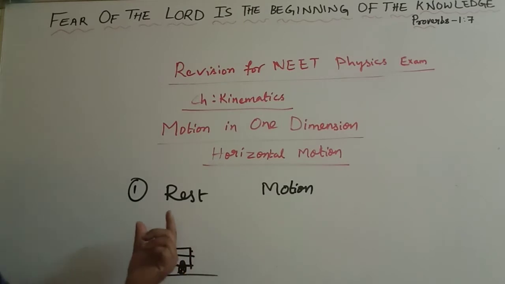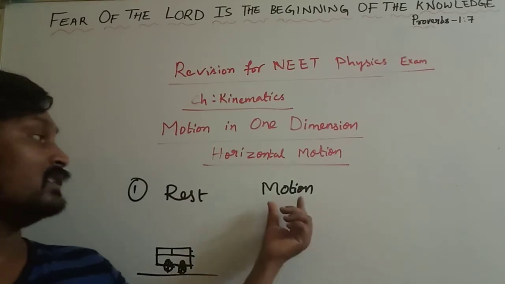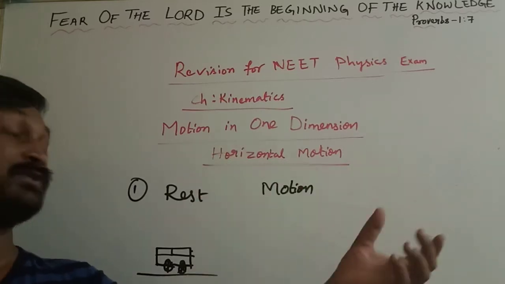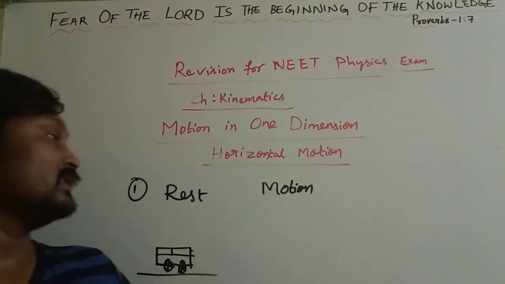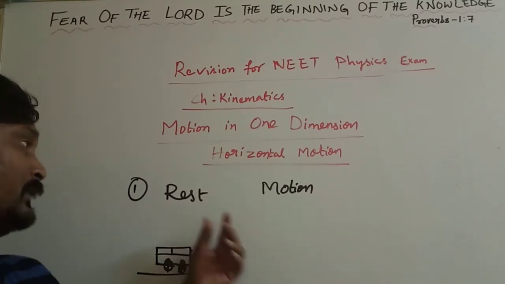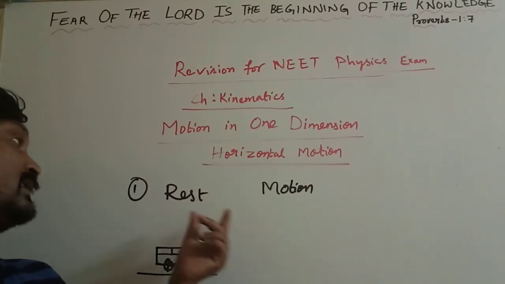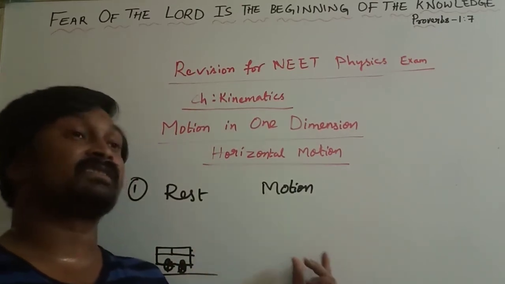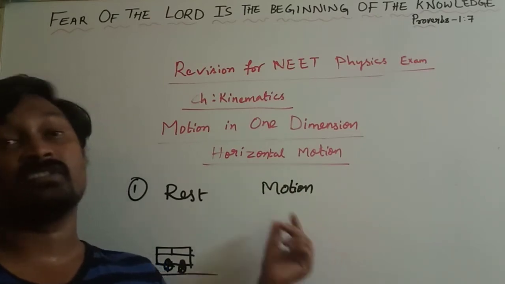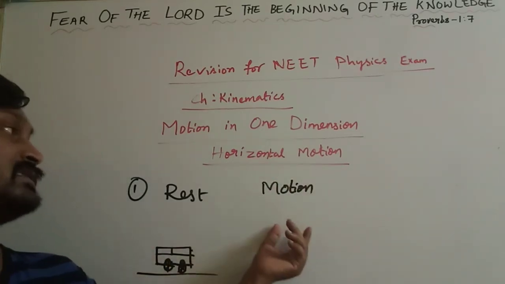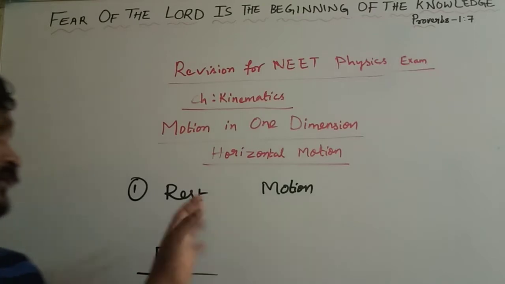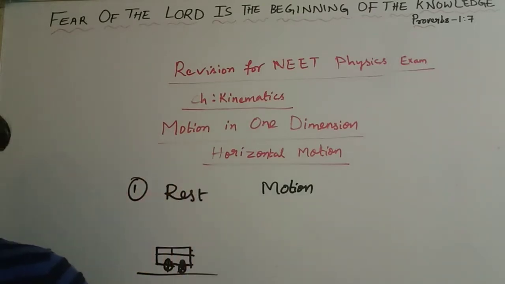Here the rest object is not changing its position with respect to the surroundings. Here this object will change its position with respect to the surroundings. So surroundings play an important role here. According to the surroundings, if it is in the rest position, then the object is at rest. If the object is in a moving condition, then we can say that the object is in motion. So this is about what is rest and what is motion. These are your first two important points.